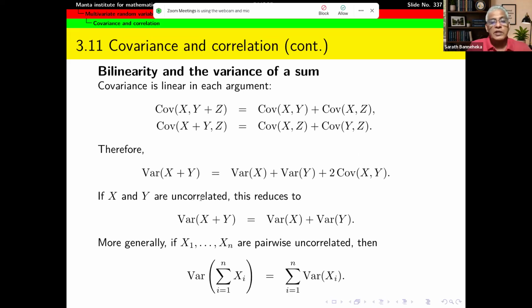If x and y are uncorrelated, of course, then this term is zero, and therefore you can say variance of x plus y is equal to variance of x plus variance of y. Right. So this is something you have to remember. If x and y are correlated, then variance of x plus y contains the covariance term. If x and y are uncorrelated, then in that case, variance of x plus y is equal to variance of x plus variance of y.